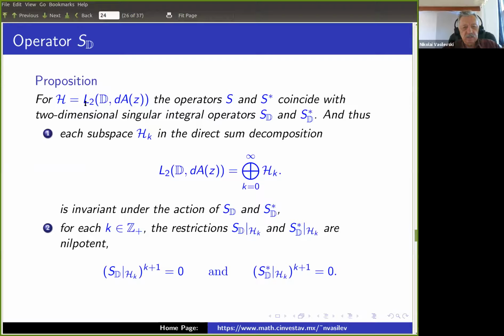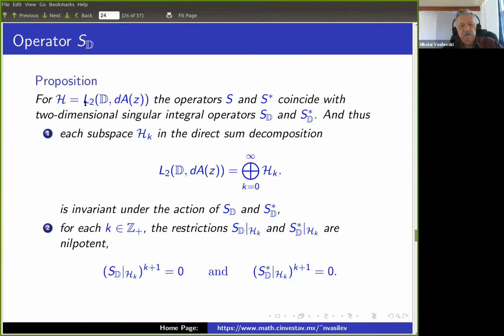Now, a very interesting example. If you consider the particular case where H is L2 over the unit disk, then our abstract operators S and S star are nothing but our favorite two-dimensional singular integral operators S_D and S_D star introduced by Dirac. And the properties of the operators S and S star permit us to uncover very unpredictable properties of this two-dimensional singular integral operator.